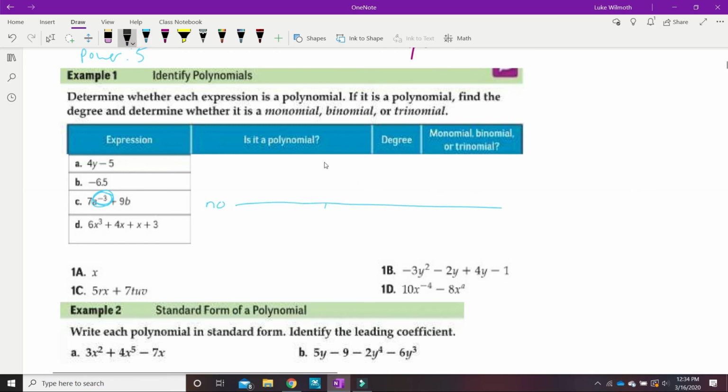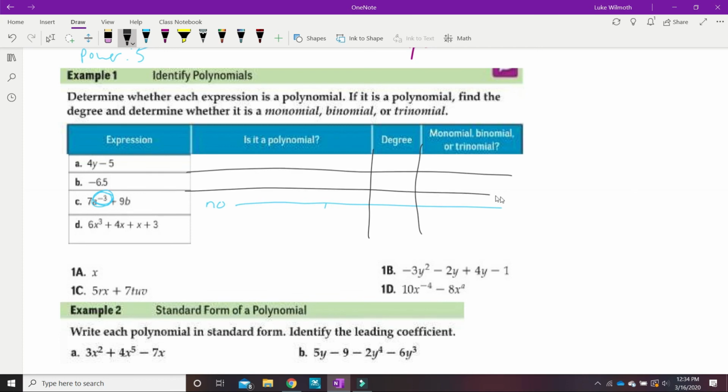Let me draw some lines here. All right. So C is the easiest one because it has a negative power. I don't have to do anything. All right, now let's take a look at our first one. Is it a polynomial? Yes. All the rest of them are polynomials because they don't have negative powers.